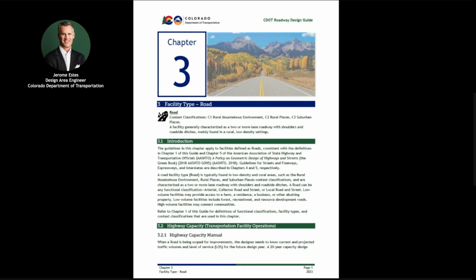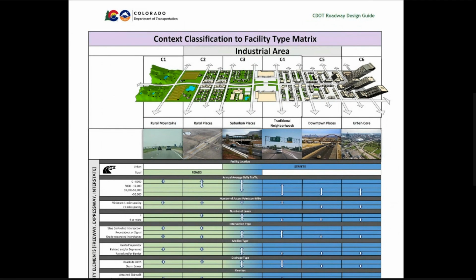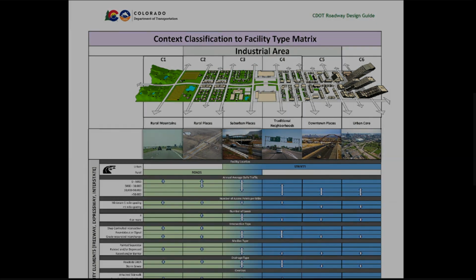In this video, I provide a summary of Chapter 3, which delves into the facility type road within the 2023 CDOT Roadway Design Guide. Chapter 3 guides the designer through applications to be applied to road facility types, which are generally characterized by shoulders and roadside ditches, commonly found in low-density and rural areas. The road context classifications are generally known as C1, rural mountainous environment, C2, rural places, and C3, suburban places.